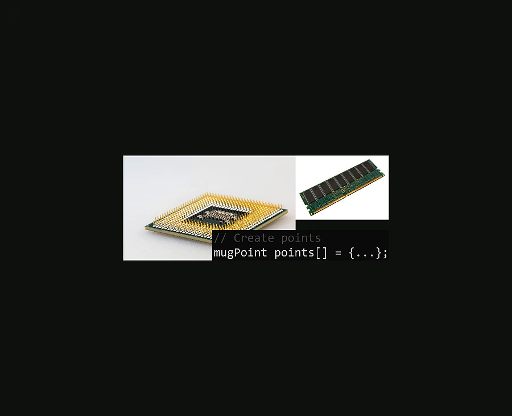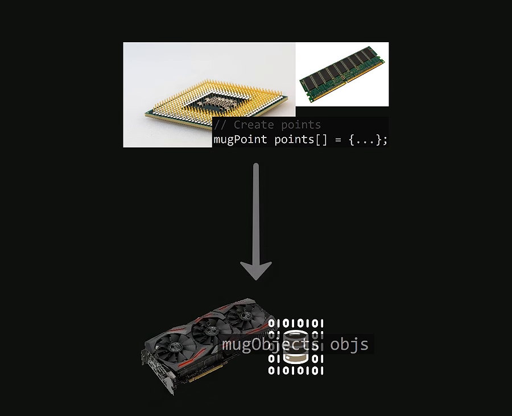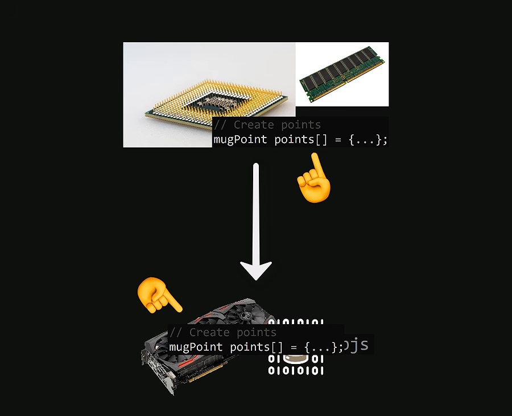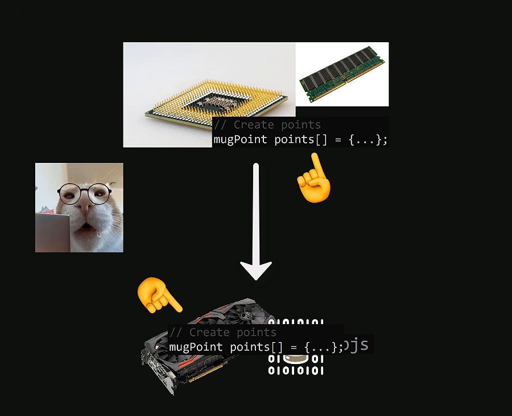Basically, I have the original mug points array on the CPU, and I need to create a buffer on the GPU that represents the same data. Like I said before, these two representations can be different from each other, and this will be taken advantage of later, but for now it'll largely be one-to-one.